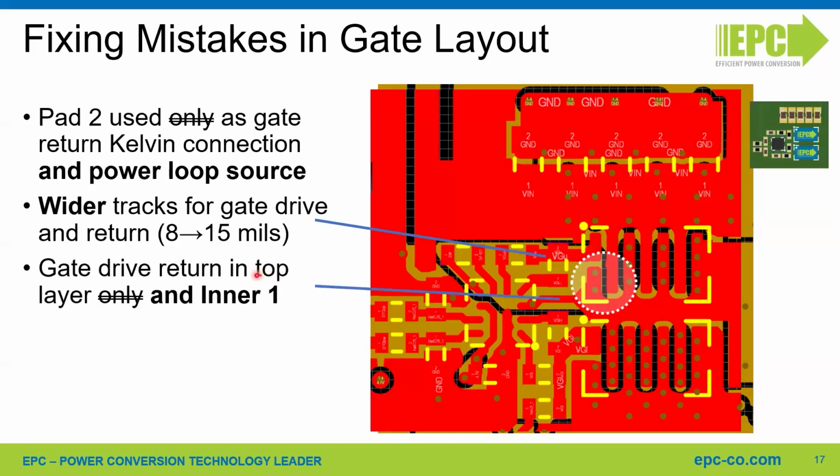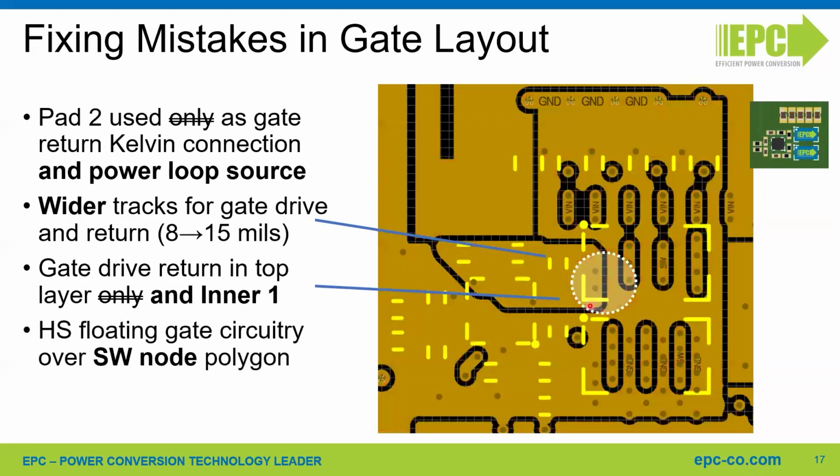And very important, in the inner layer 1, you need to have the return path for the gate driver. So in this case, this added polygon is connected to the switching node and is used as a return reference plane for the gate drive signals.